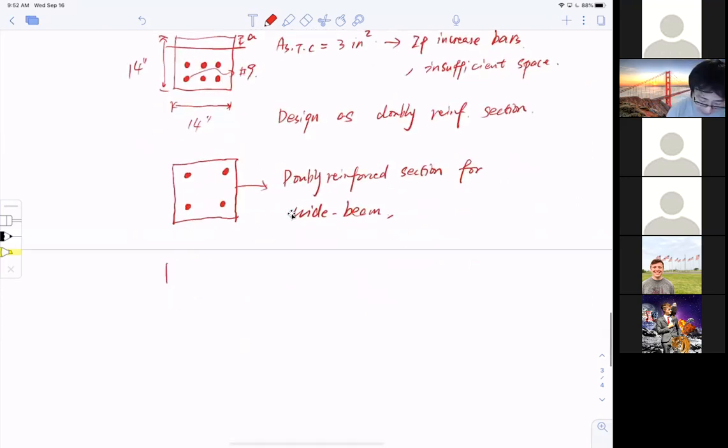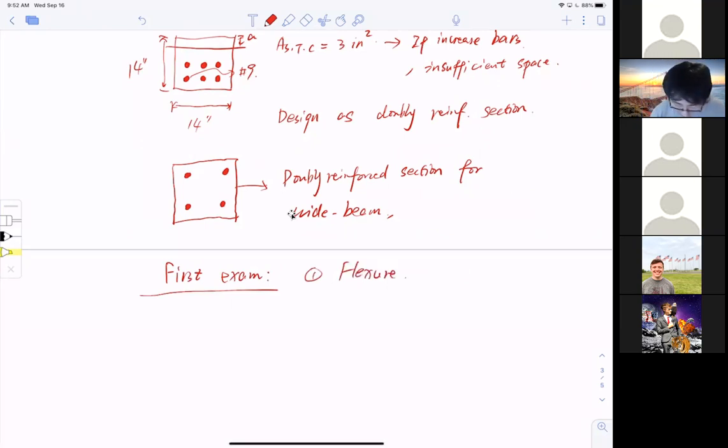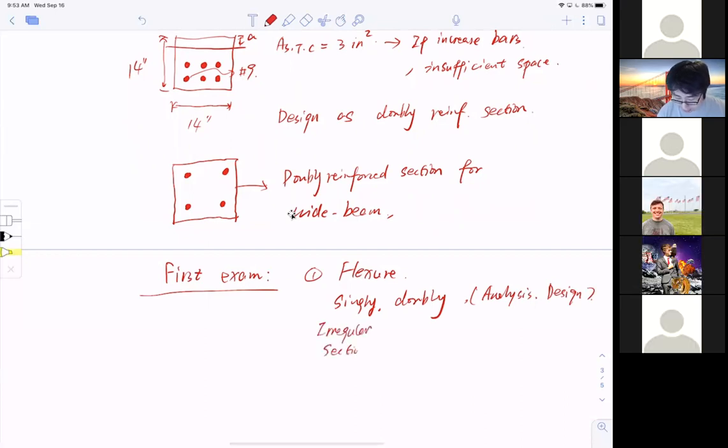So the first exam is going to be on flexure. Everything bending. We talk about the singly reinforced section, so you can start the review process now. Singly, doubly, both analysis and design. And for the next couple of weeks, we'll talk about irregular sections and T-beam. So this will be the content for the first exam.